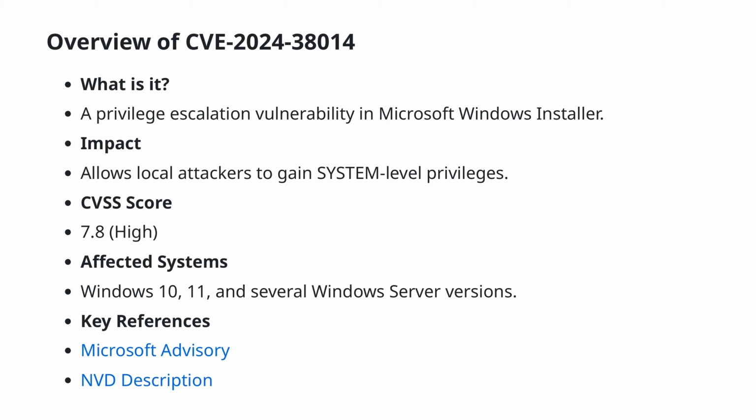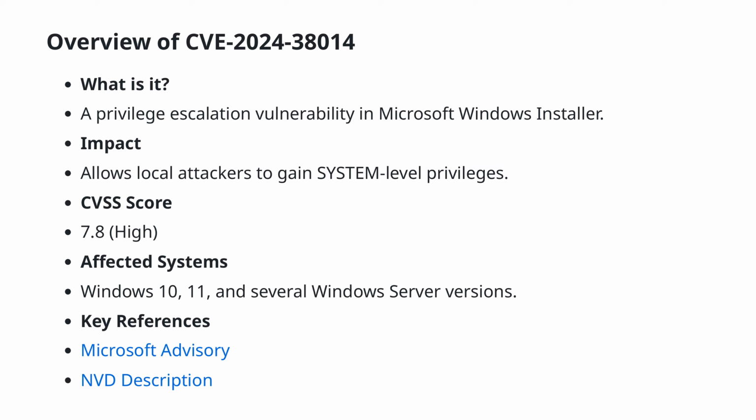This slide provides an overview of CVE-2024-38014, a privilege escalation vulnerability present in Microsoft Windows installer. This security flaw specifically enables local attackers to elevate their privileges to system level, which can lead to serious security risks. The vulnerability has been assigned a CVSS score of 7.8, classifying it as a high-severity issue. Systems affected include various versions of Windows 10 and 11, as well as multiple Windows Server editions.